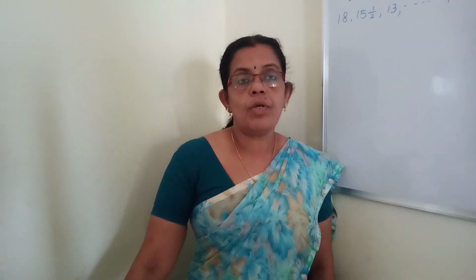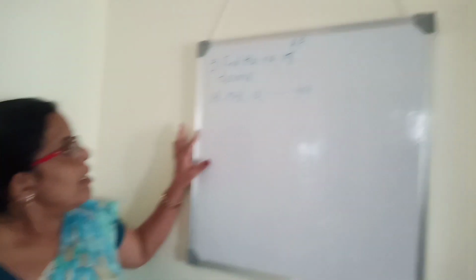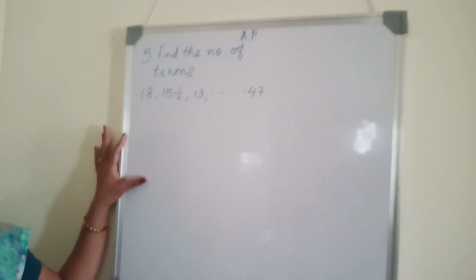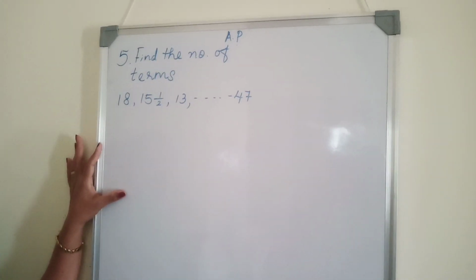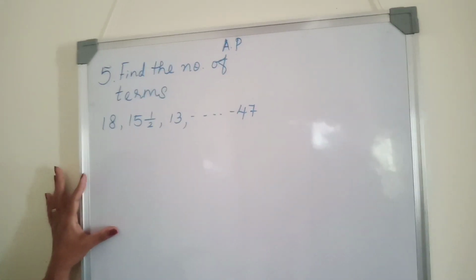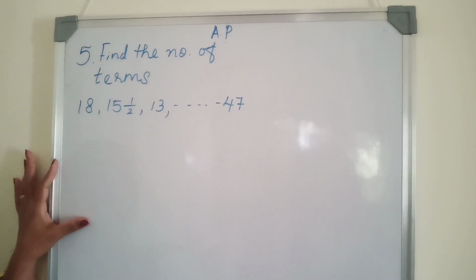Last class we discussed the first four sums in the second exercise of arithmetic progression. Today we will move on to the next question. That is the fifth question. Find the number of terms. AP is 18, 15 and a half, 13, etc., minus 47. Find the number of terms.